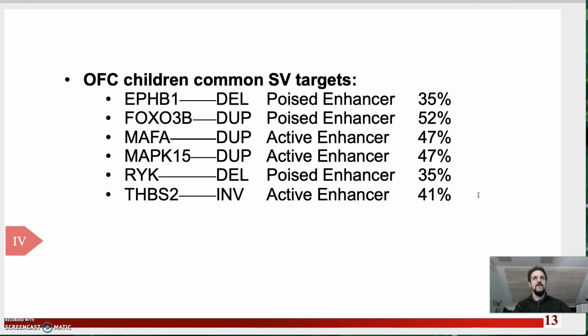We also found, very similarly, in the MAPK15, active enhancers that were duplicated in and around the MAPK15 gene. We found poised enhancers in around a third that were deleted for a further target, and we found even inverted SV types. There's an active enhancer that was inverted, and 41% had inversions in the THBS2 region, which is very interesting.